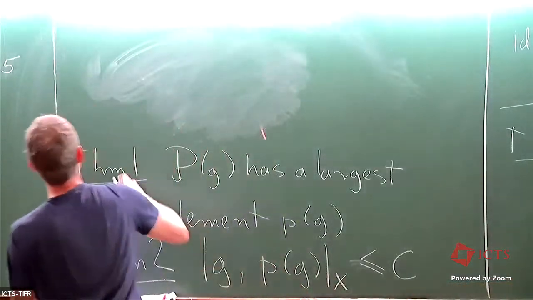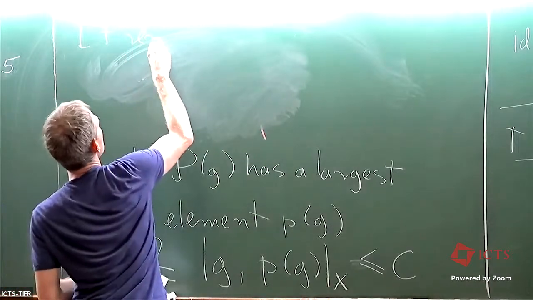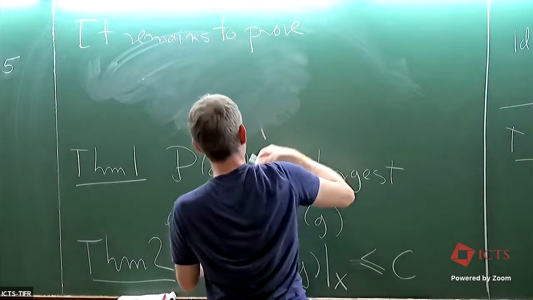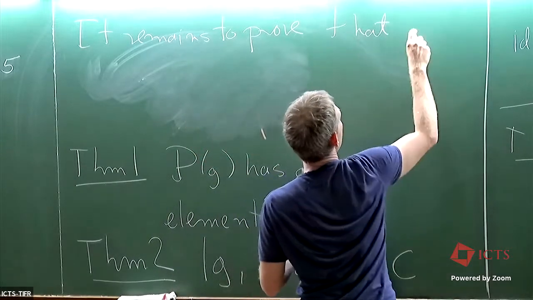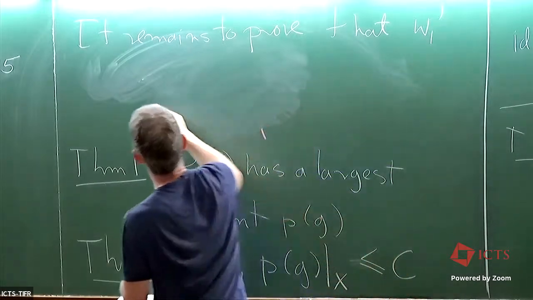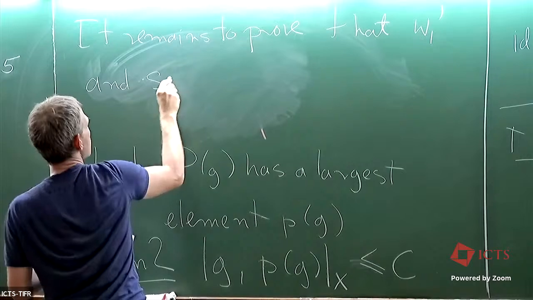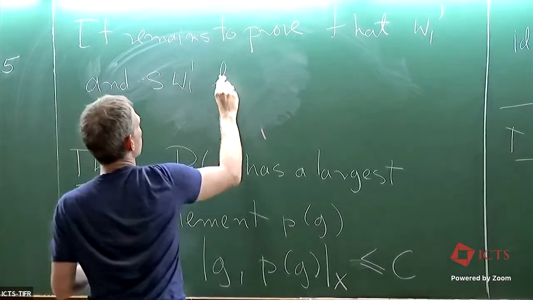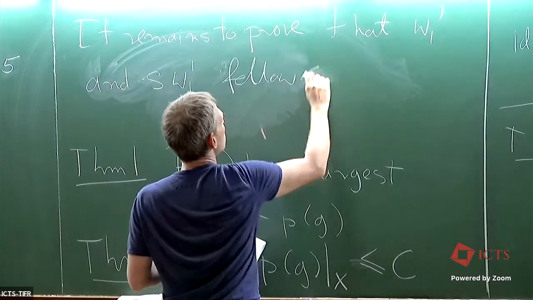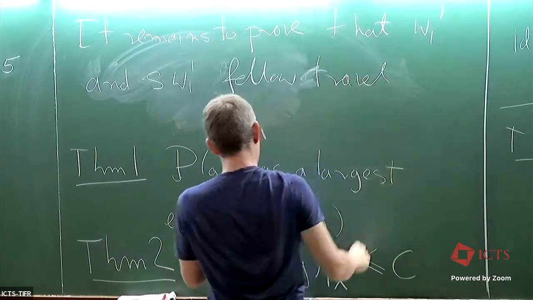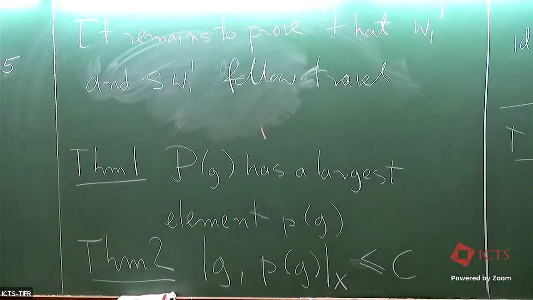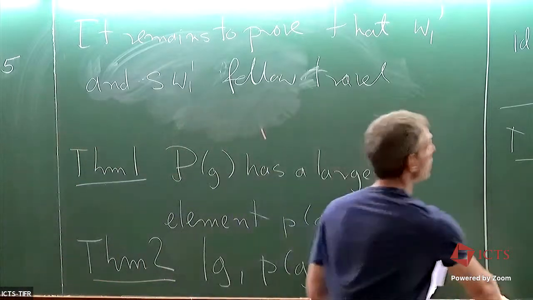Okay, so as I said, it remains to prove that the middle path, which is the middle word, which is labeled by W1 prime, and the left word, which is labeled by S W1 prime, fellow travel. We don't know yet what will be the constant. So fellow travel, and we'll see in a moment what will be the constant. Let me keep the statements of these theorems.